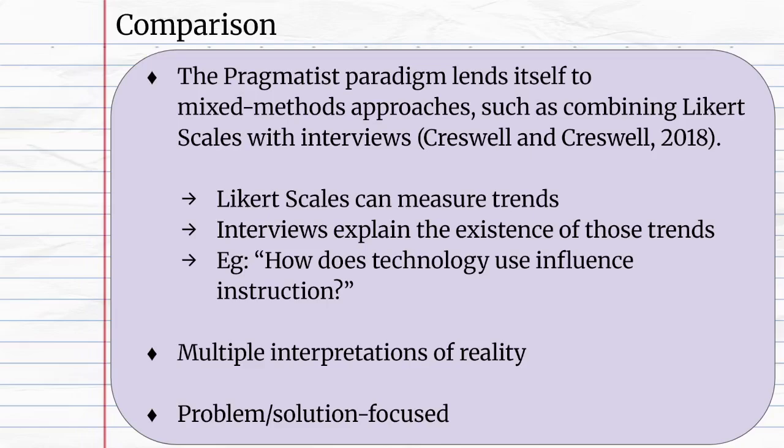So for an example, we could figure out how does technology use influence instruction? And you might use a Likert scale to figure out that it does in the first place. You might figure out what elements of technology are more or less influential, and then you might perform an interview with some of your participants, or maybe even a different participant group, to figure out why certain things are more influential than others. Okay.